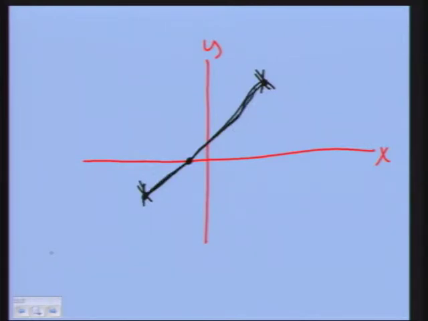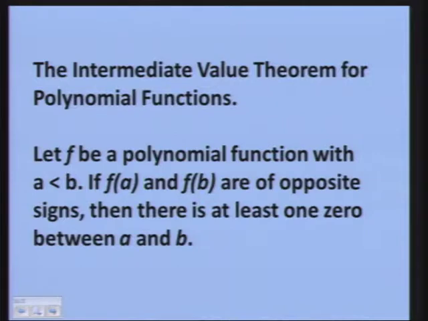just lift my pen. And if I have a polynomial function, I won't be lifting my pen because they're smooth and connected. That's basically what our intermediate value theorem says for polynomial functions. If f is a polynomial function with a less than b, those are our two x's, and the y that goes with a and the y that goes with b are of opposite signs, then we know there's at least one zero between a and b.